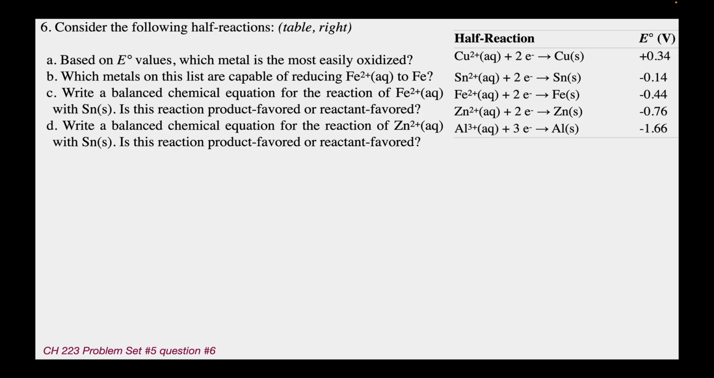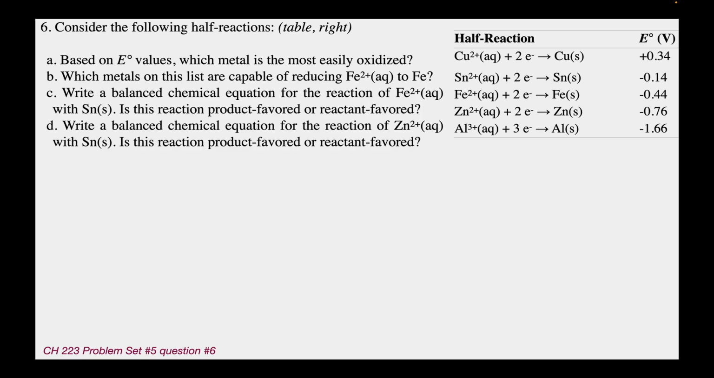So copper 2 plus going to copper is positive 0.34 volts, aluminum 3 plus going to aluminum minus 1.66, etc. This is a table of reductions. You can see that electrons are reactants. So the reactant is gaining electrons to become a reduced species. So if you have a table like this, which is by far the most common, there are some neat things that you can do with it.